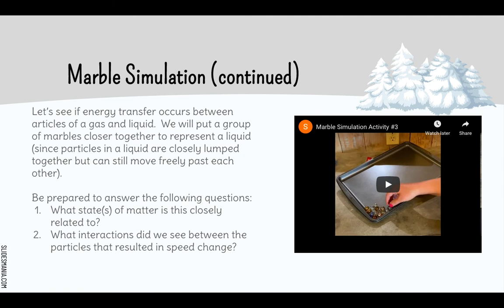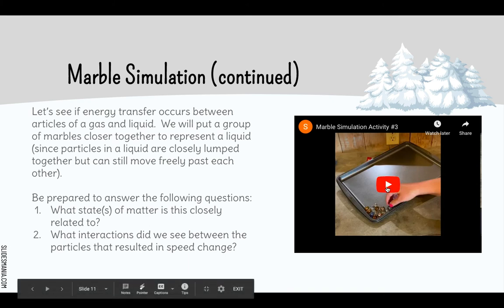So let's see if energy transfer occurs between particles of a gas and a liquid. We will put a group of marbles closer together to represent a liquid, since particles in a liquid are closely lumped together but can still move freely past each other. Again, I'll play this video twice. As I play the video, think about and be prepared to answer the following questions. What state or states of matter is this closely related to? And what interactions did we see between the particles that resulted in a speed change?